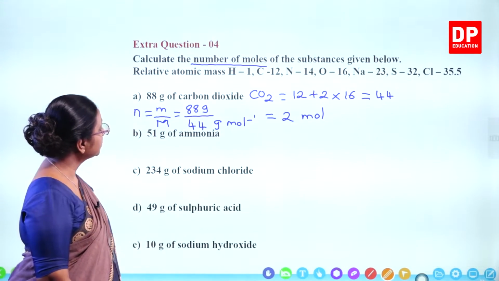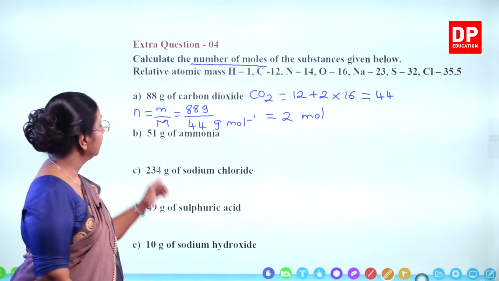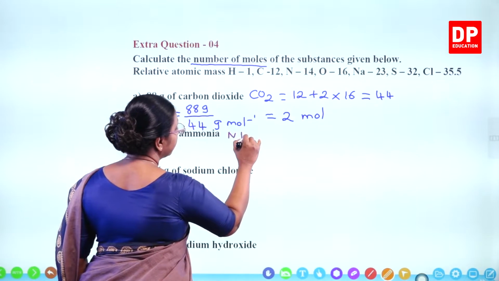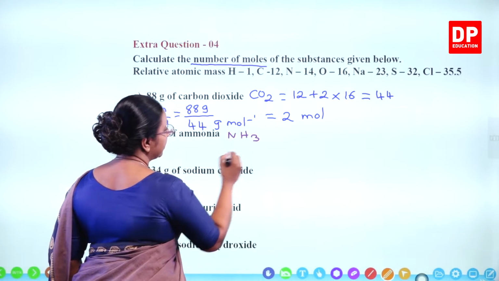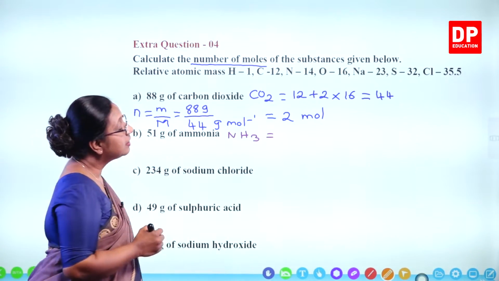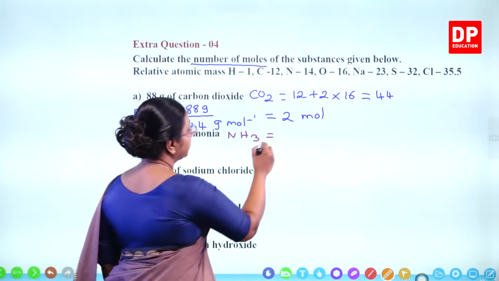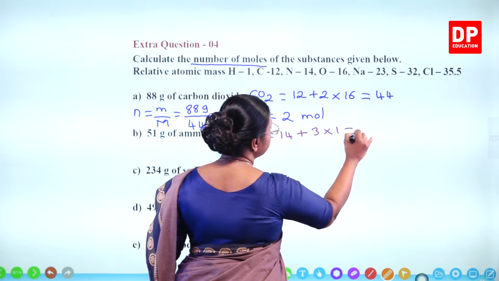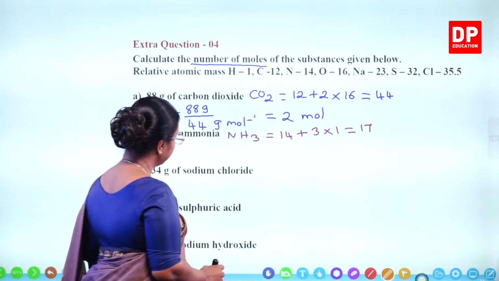Then what is the next one? Ammonia. 51 grams of ammonia. So again, we will write the chemical formula NH3. What will be the relative molecular mass? Nitrogen 14, 3 hydrogens into 1, so that is 17.